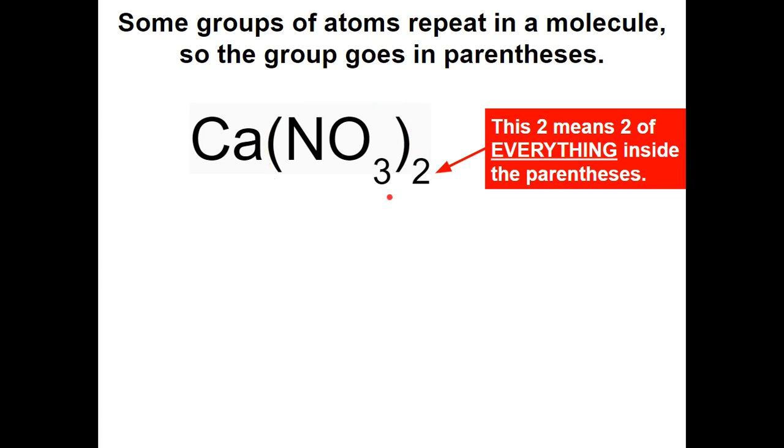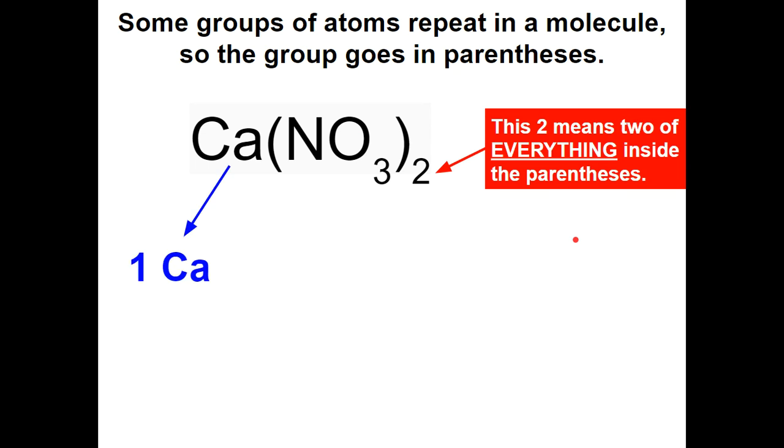And so if there are multiple of this group, you just put the whole thing in parentheses and then put a little 2 hanging off this whole thing. Okay, so this means 2 of everything inside the parentheses. 2 times the N, 2 times the 3 O's. Okay?